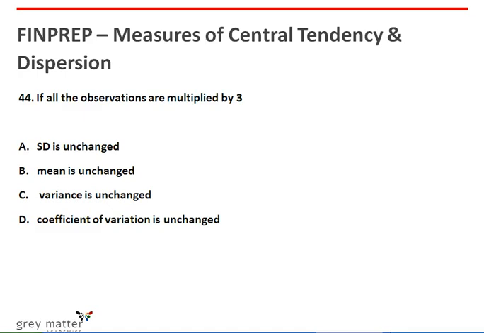Because when you multiply the observations by 3, standard deviation will get changed, mean will also get changed, variance will also get changed. Whereas the D option says coefficient of variation is unchanged, because coefficient of variation is standard deviation by arithmetic mean into 100. Standard deviation changes by 3 times, and mean also changes by 3 times if it is multiplied, but the net coefficient of variation will not change. So the answer is D option, which says coefficient of variation is unchanged.